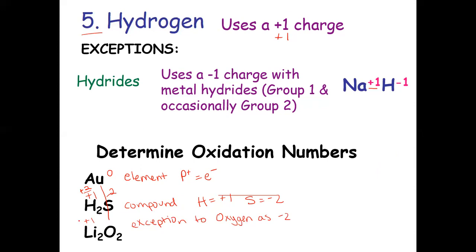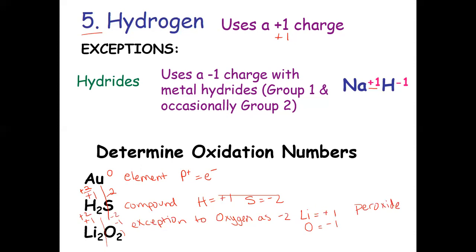So if I have 2 positive ones, that means my total charge for lithium is +2. So if I split this compound in half, if the metal side is equal to +2, then this side has to add up to -2. But I have 2 oxygens, so each one must be a -1 to add up to a -2. So in this case, lithium is equal to +1, and oxygen is equal to -1. This is a peroxide, and this is pretty rare.